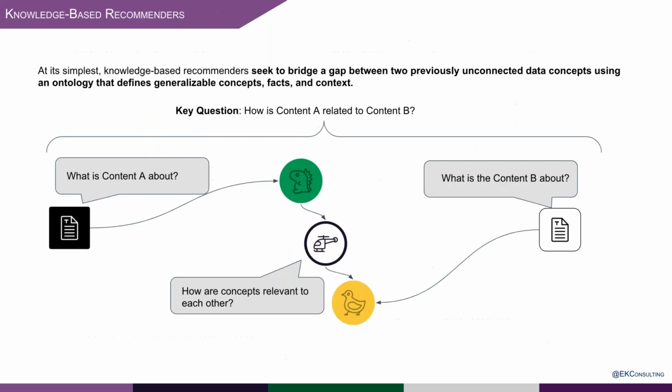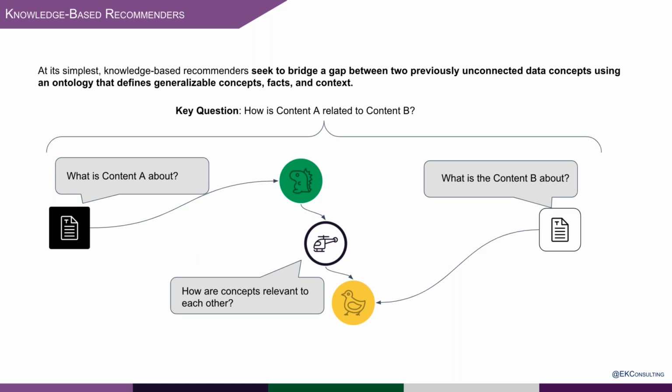So this alternative approach, in the semantic realm, is one of the things you can call a knowledge-based recommender, because what we're trying to do is bridge different pieces of content. We're going to do that using an ontology, or using a single model or models that capture generalizable concepts, facts, and context.